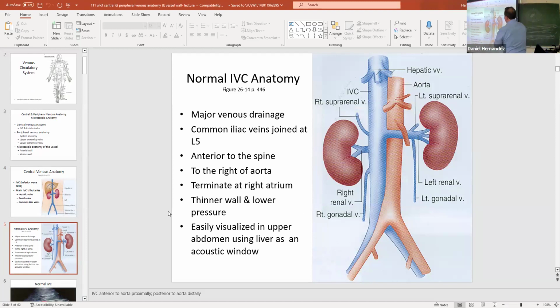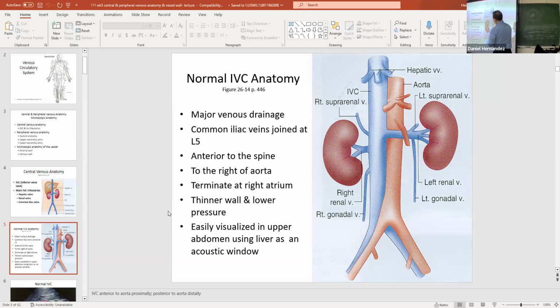So your normal anatomy for the IVC, again, this is the major venous drainage. The common iliacs come together around the level of L5. The inferior vena cava can be found anterior to the spine. If a patient's lying completely supine, flat on the stretcher, the spine is going to be posterior and the IVC is going to be anterior. It's located to the right of the aorta and terminates in the right atrium. This vessel continues all the way up through the abdominal cavity, through the thoracic cavity, and terminates in the right atrium of the heart.